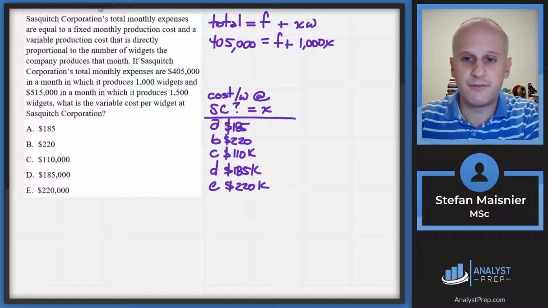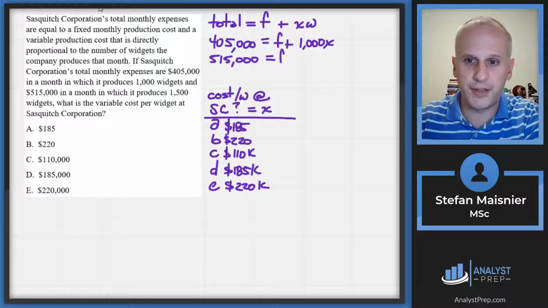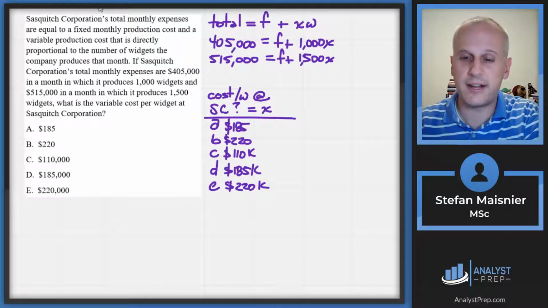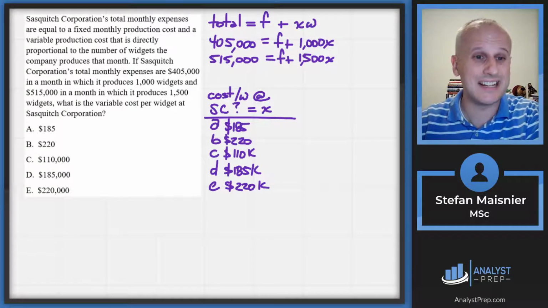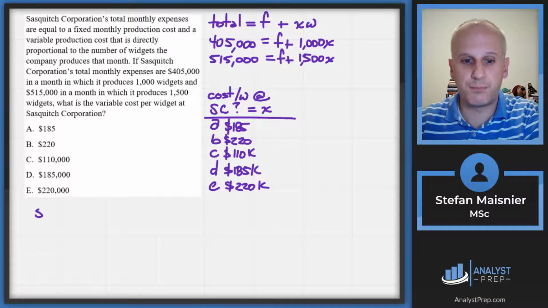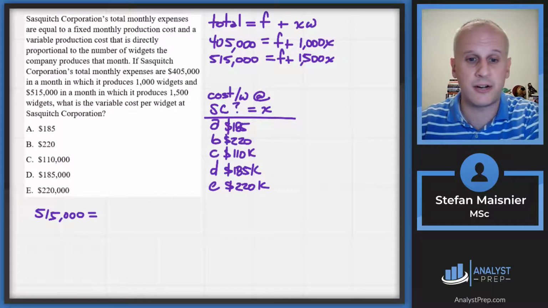And 515,000 is equal to f plus 1,500 times x. Now we just have to solve for x. Since we have two equations and now only two variables, since they've given us the values for the w's in these different months, we can just stack and solve. So we'll put our bigger equation on top to subtract our smaller one and thereby eliminate the entire f variable.